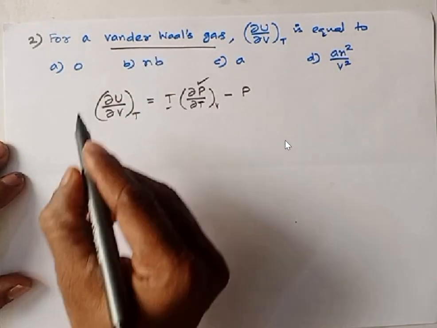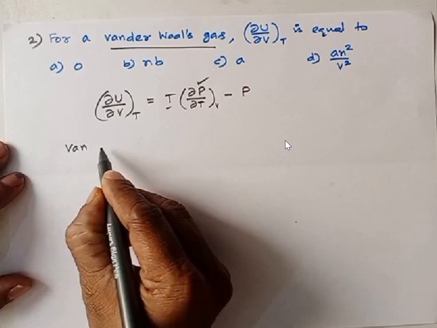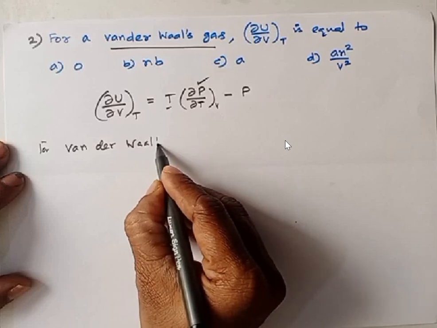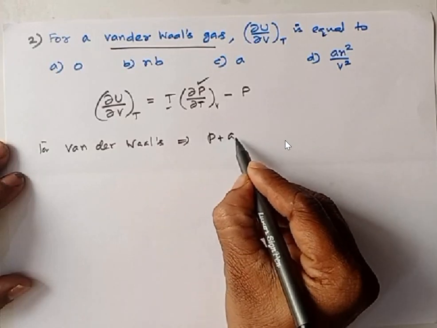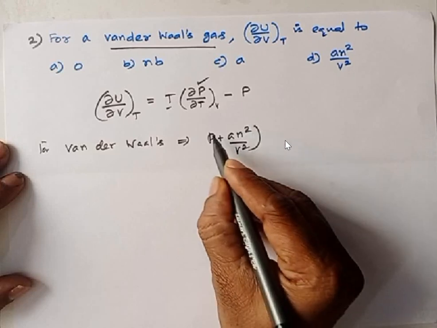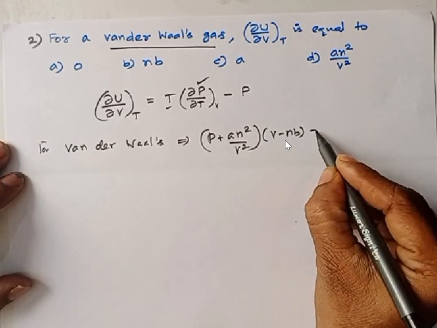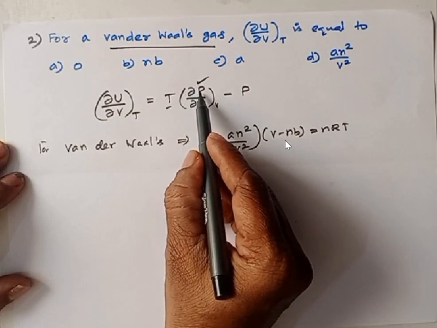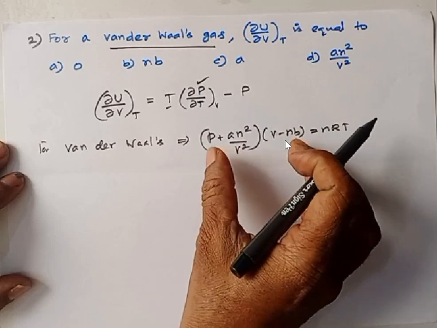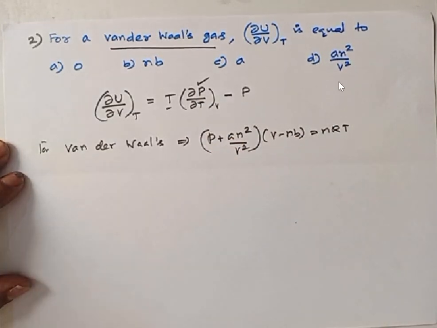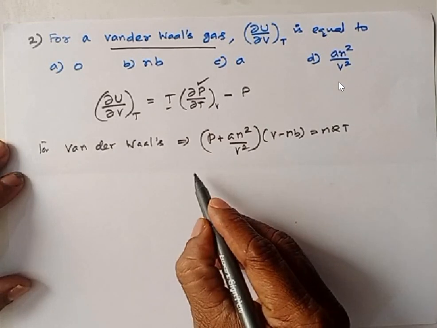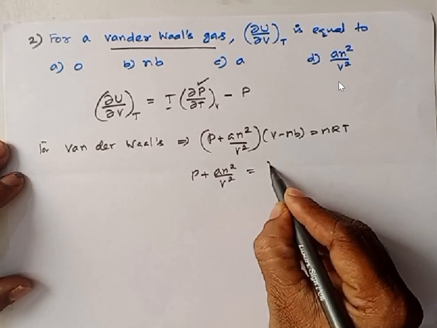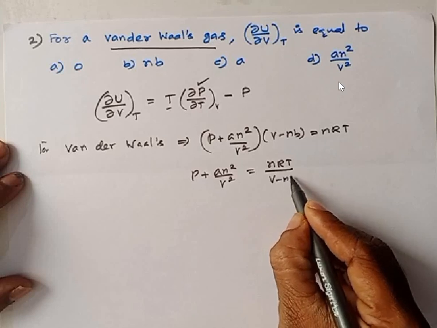Now, for van der Waals gas, what is the equation of state? Equation of state is P plus a n square by V square into V minus nb equal to nRT. Okay, so first we need to find out this quantity. For this you require pressure. So from this we need to find out an expression for pressure. Okay, how to do that? First bring this V minus nb to the right hand side. So P plus a n square by V square equal to nRT by V minus nb.